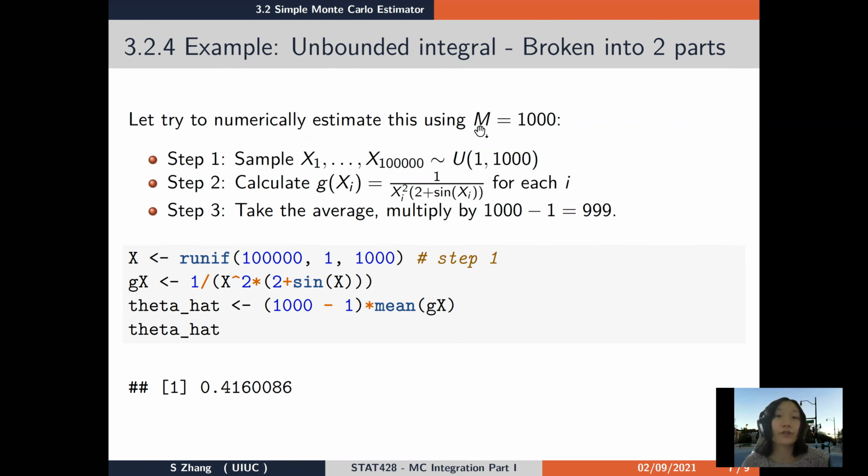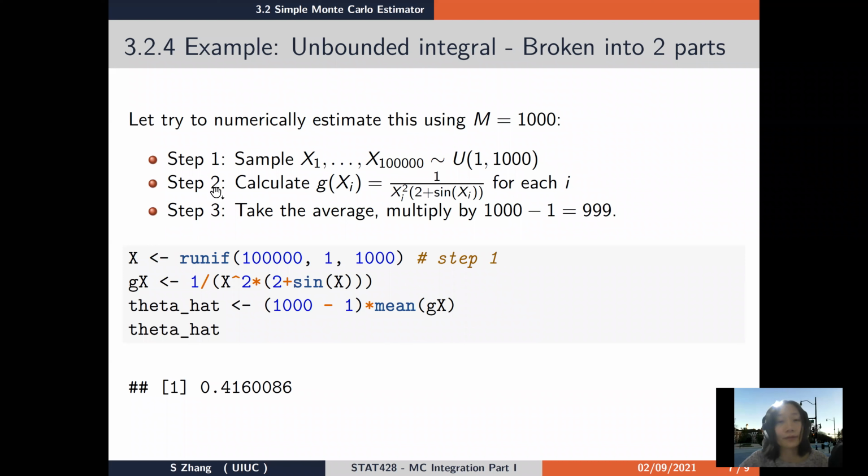So now let's try to numerically approximate this using a relatively large m. In this case, m equals 1000. In step 1, we want to obtain draws from the first part. So we want to obtain draws of x1 all the way to x 100,000 from the uniform distribution between 1 and 1000. So between 1 and m. In this case, m is equal to 1000.